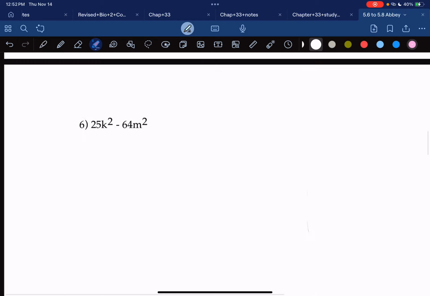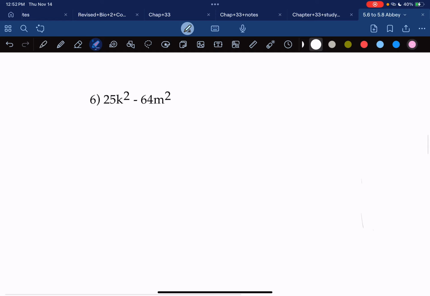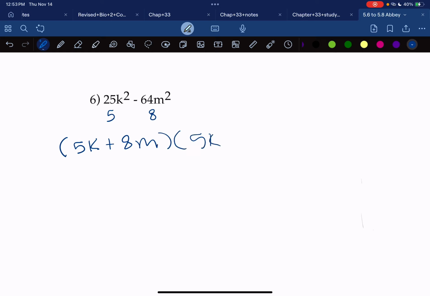Number 6. Now these are perfect squares. Square root of 25 is going to be 5. Square root of 64 is going to be 8. So it's going to be a plus b, and a minus b, because it's a perfect square. In this case, it's going to be 5k plus 8m and 5k minus 8m, and that simple is our answer.